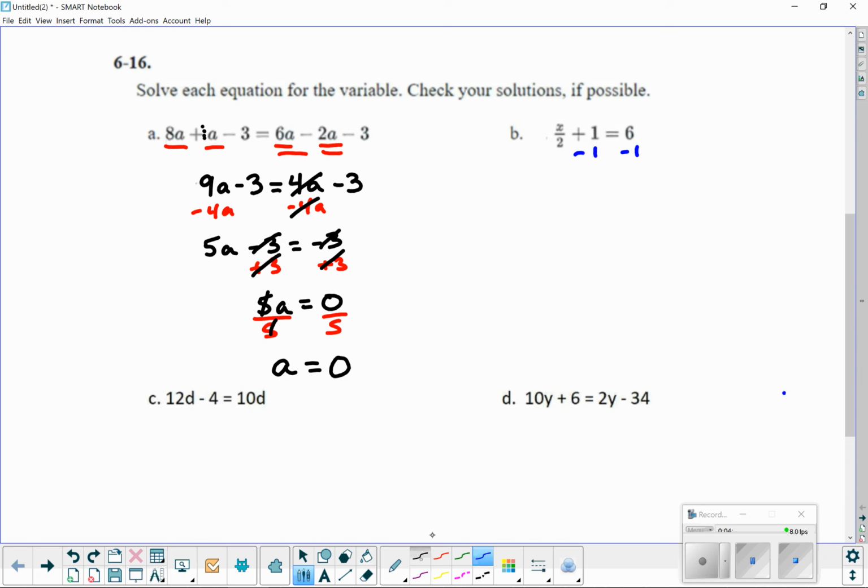By doing that, the plus 1 minus 1 cancels. We will have x over 2 equals 6 minus 1 is 5. And now you got to figure out how to get rid of that divided by 2. To get rid of divided by 2, you would multiply by 2. Multiply by 2. By doing that, your divide by 2 and multiply by 2 cancels, and that's going to leave you with x equals, and figure out what 5 times 2 is.